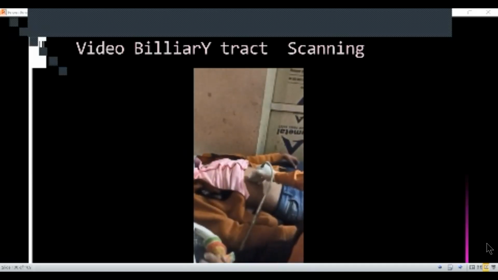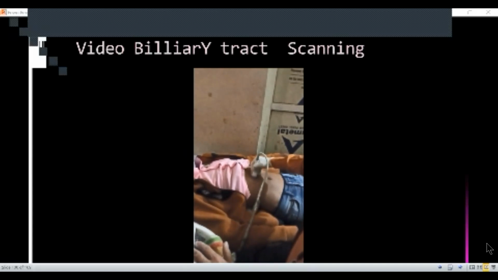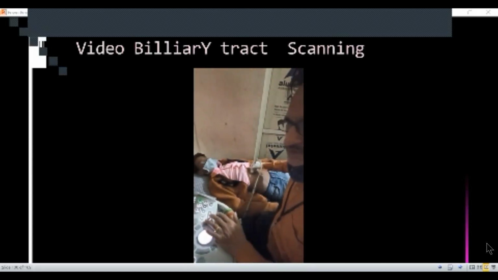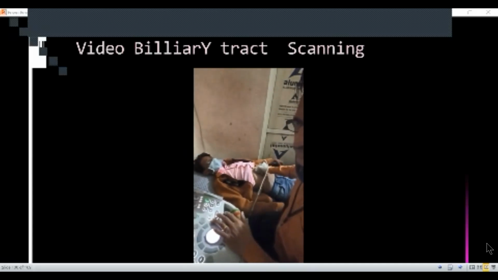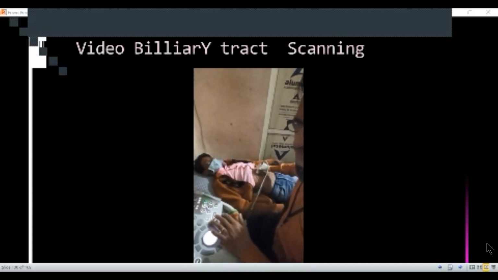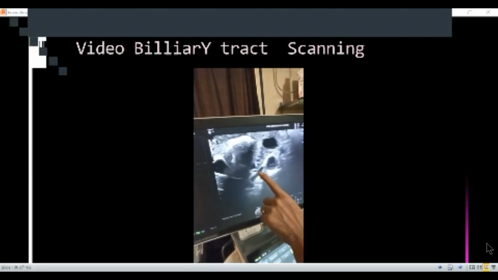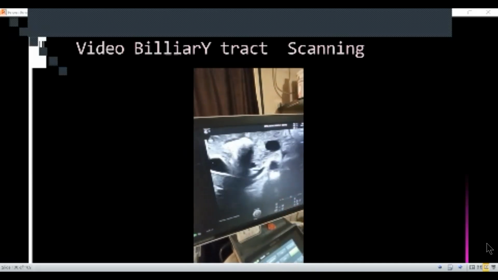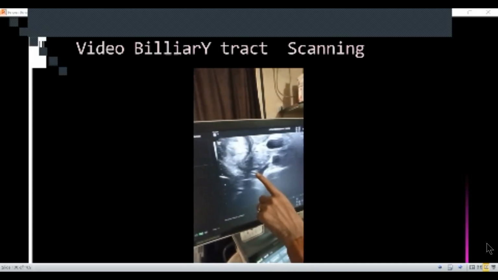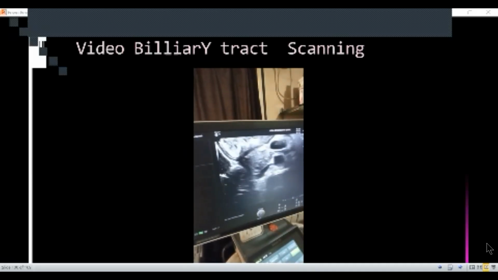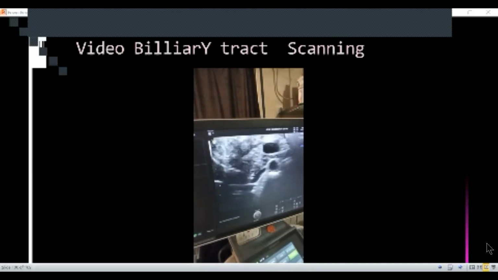Now again, we can relocate the distal part and move the probe to 90 degrees, so that the distal part, which is in the head of the pancreas, is now in axial section. This is the inferior part of the head of the pancreas, and the common bile duct is in the axial plane.